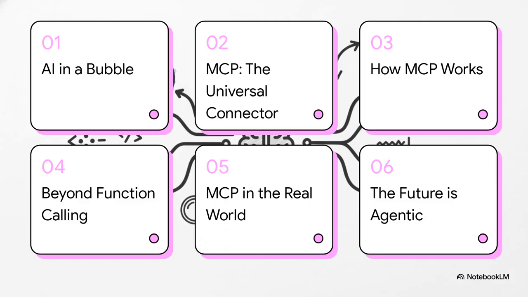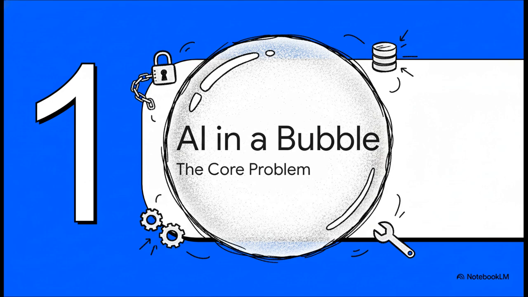So, here's what we're going to cover. First, we'll dig into why AI is fundamentally stuck in a bubble. Then we'll introduce MCP as the universal connector that pops that bubble. After that, we'll get into the technical nitty-gritty of its architecture, see why it's such a massive leap past basic function calling, and finally, we'll look at some powerful real-world examples and talk about the incredible agentic future this is all leading to. Okay, so before we can really appreciate just how cool MCP is, we've got to understand the fundamental problem it was built to solve in the first place.